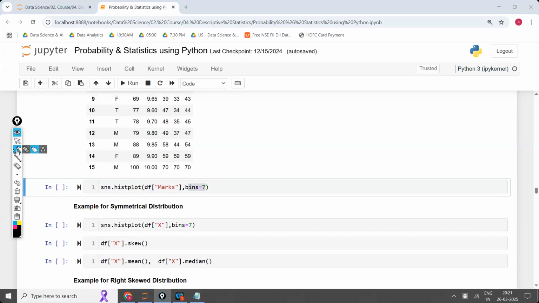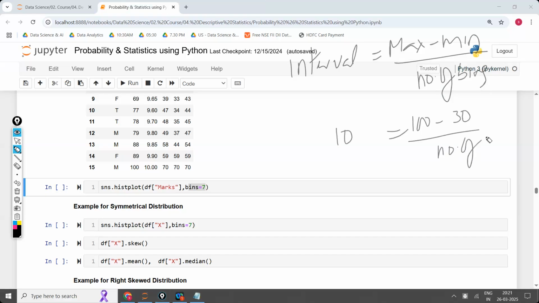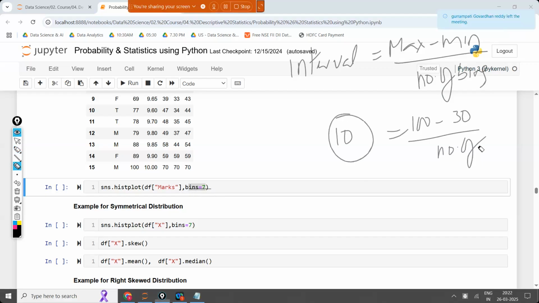What is number of bins? I told you, interval is equal to maximum minus minimum divided by number of bins. Now the interval I have taken is 10. Maximum value in my data set is 100. Minimum value is 30. Then what is the number of bins value? Automatically 70 divided by 10, which is 7. That one only I am writing here. When I have written number of bins is equal to 7, it is going to calculate the bin interval size as 10.